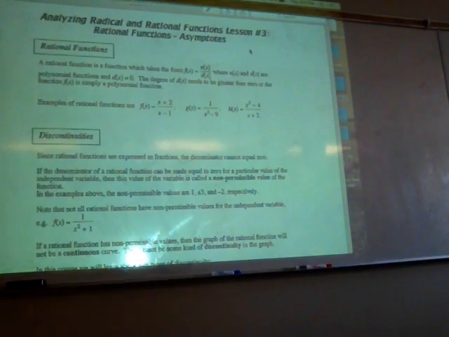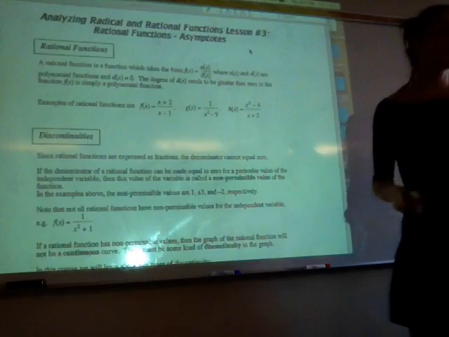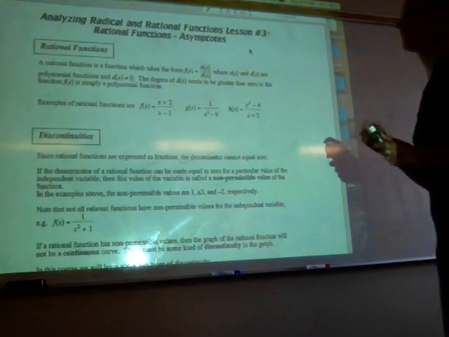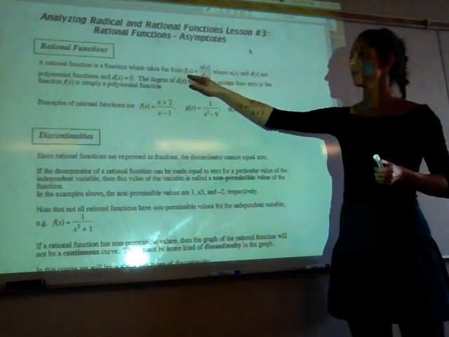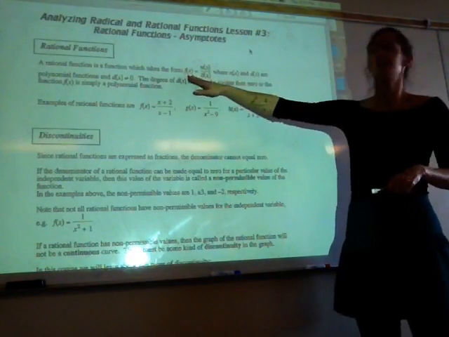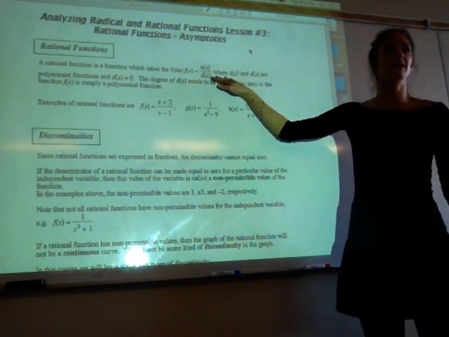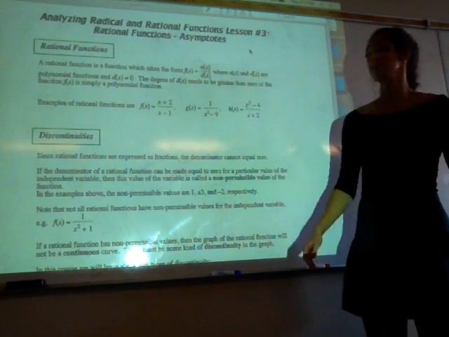Alright, so yesterday we looked at radical functions, now we're moving on to rational functions, which is pretty much just a polynomial divided by a polynomial. The rational function f of x is given by a polynomial in the numerator divided by a polynomial in the denominator. So it's a fraction of polynomials.